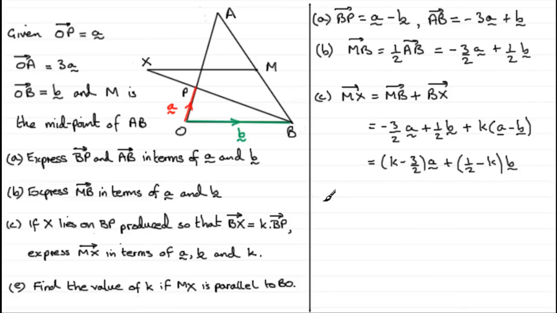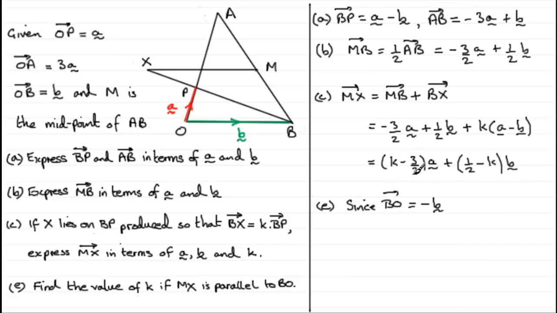So this last stage then, part d, what have we got here? Well, we've got to find the value of k if MX is parallel to BO. MX is parallel to BO. What does that mean? Well, we know that BO, let's just write it in, is the vector negative b. So we know that if MX is parallel to BO, they should be in the same ratio. But I also notice that since BO just consists of the vector in terms of b, no a's, then this vector must have no a's in it. It's just got to be something b.